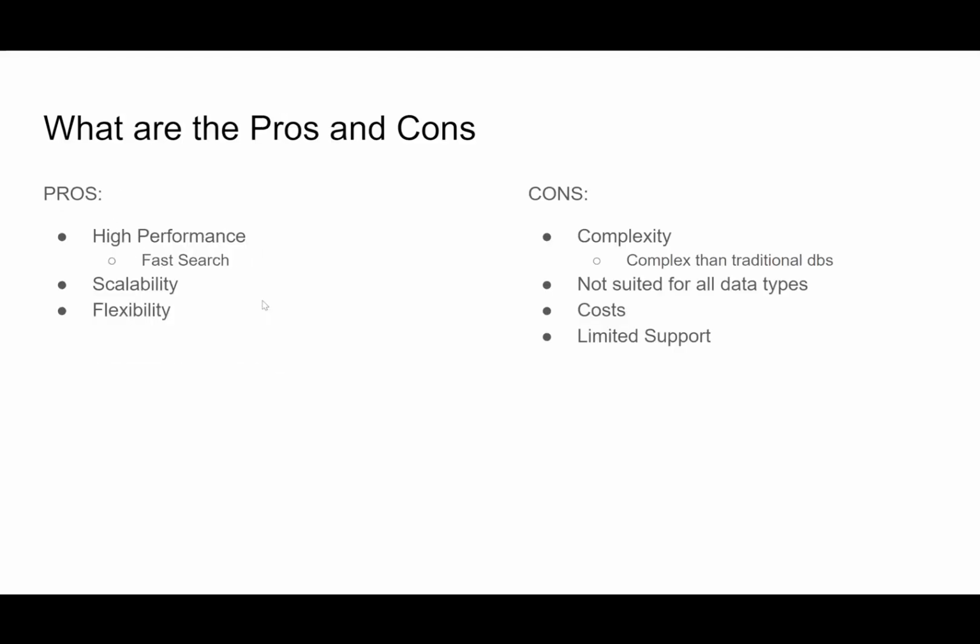Now, what are the pros and cons, of course? So some of the pros here, as you see, is the high performance aspect, where vector databases can perform queries on large amounts of data very quickly. From that, you'll have a faster search, especially for large data sets. Definitely for scalability, where it can be scaled to handle very large data sets, of course.